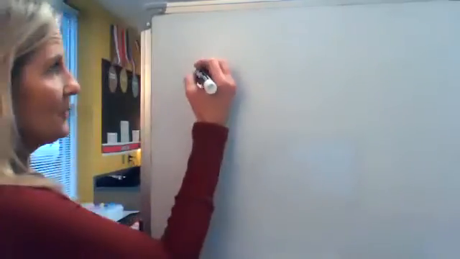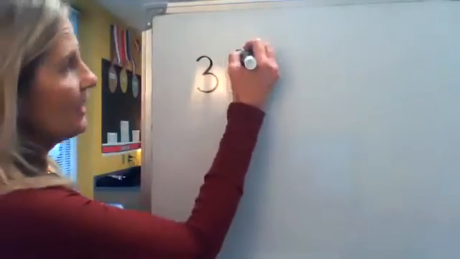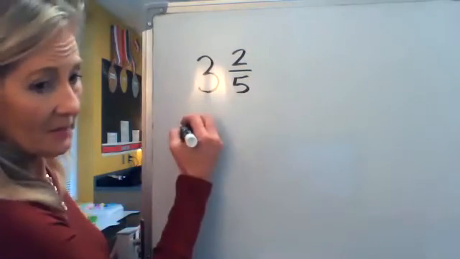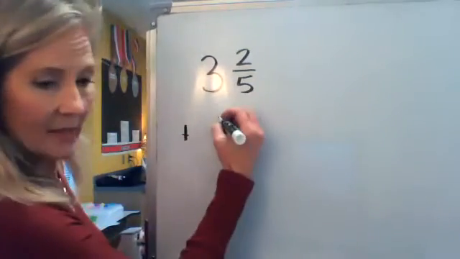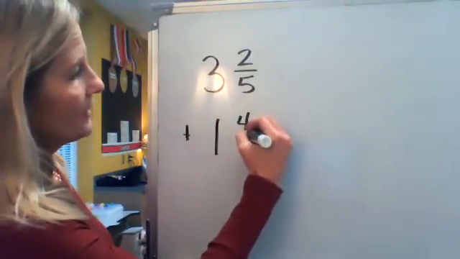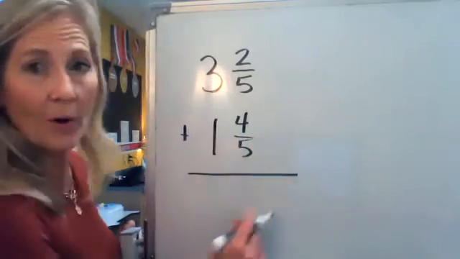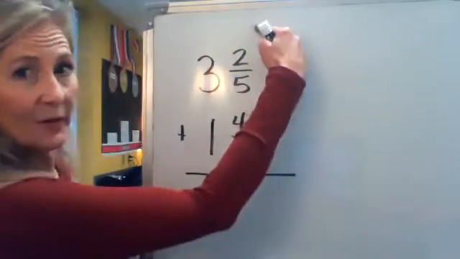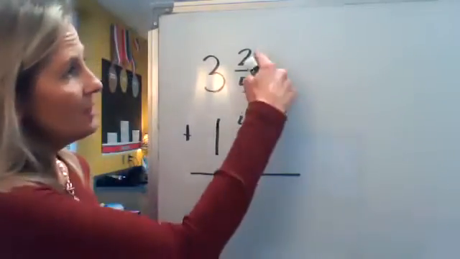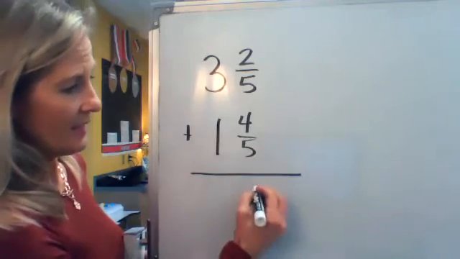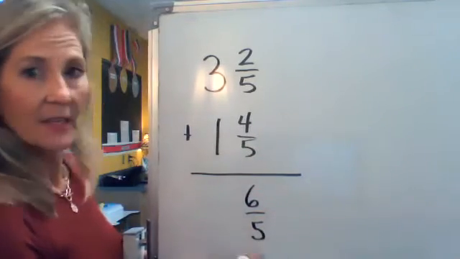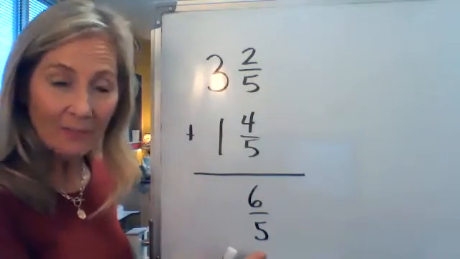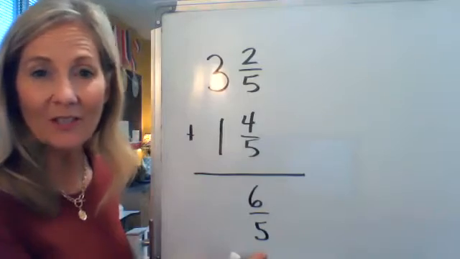The next one we're going to do is 3 2/5, and I'm just going to start out writing it vertically, and 1 4/5. You might have a problem that looks like this, starting with your fractional amounts first. 2/5 plus 4/5 is 6/5. And right away, you might see you have an improper fraction.